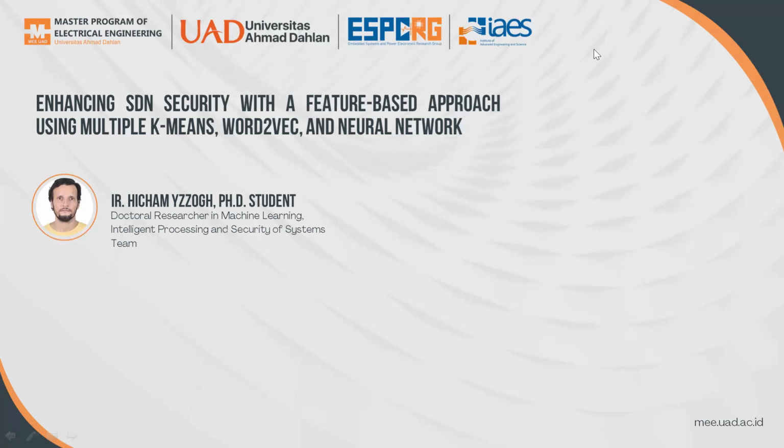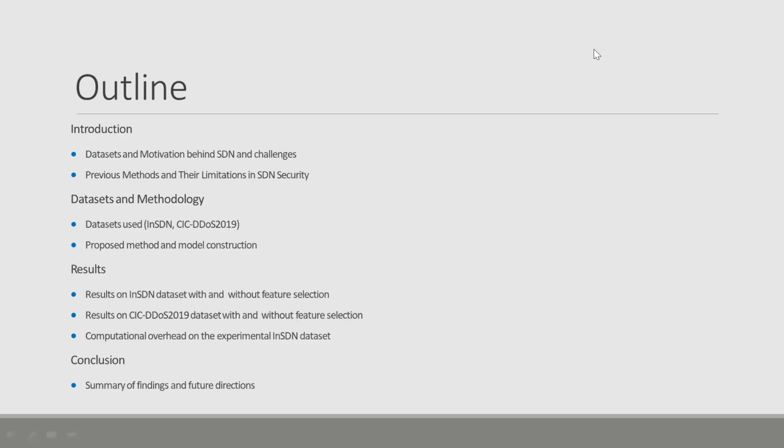In this presentation, I will share our work titled Enhancing SDN Security with a Feature-Based Approach Using Multiple K-Means, Word2Vec, and Neural Network. We will start with the introduction, where I will highlight the motivation behind software-defined networking and its security challenges. I will also discuss previous methods addressing these challenges and their limitations.